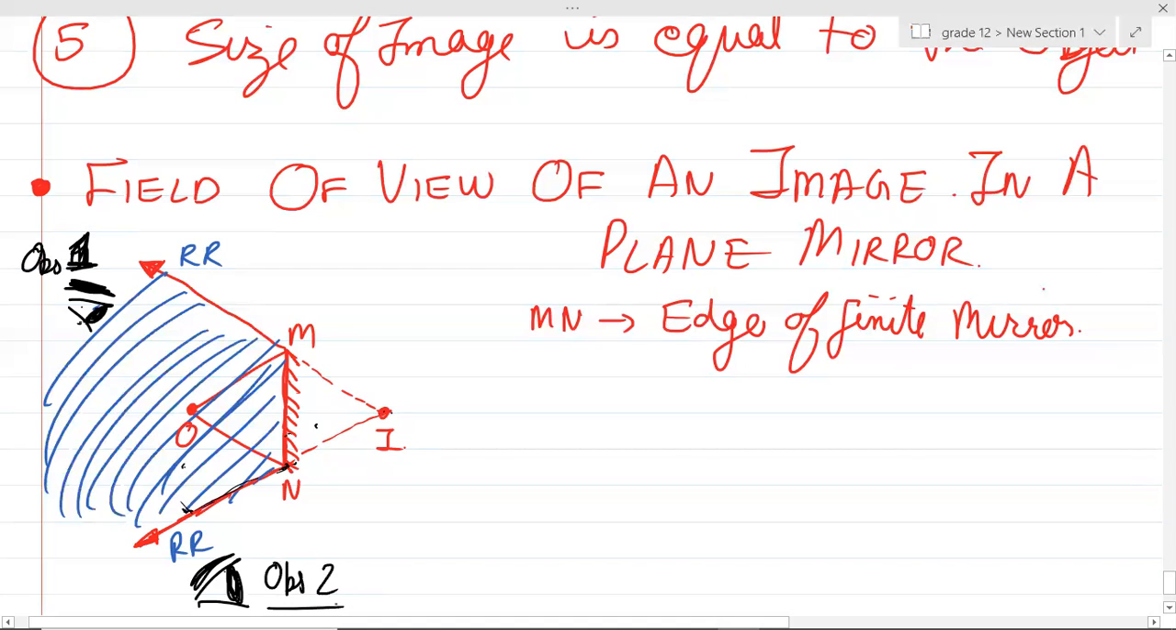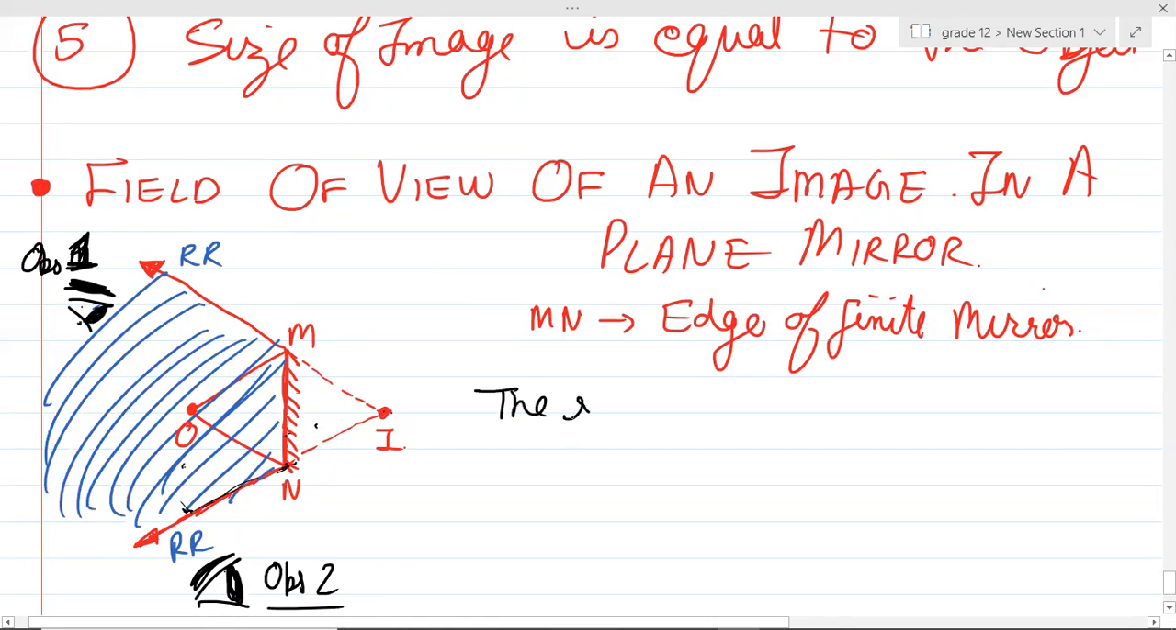Say it a bit louder, beta. I first considered observer 1. No, I am asking for observer 2. If you are at the place of observer 2, will you be able to see the image in the mirror? No. So the definition of field of view is basically this only.